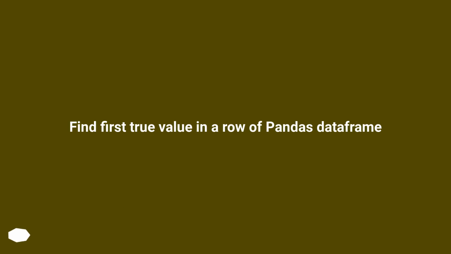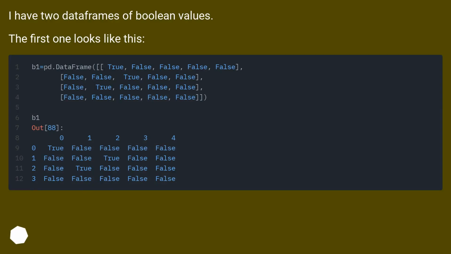Find the first true value in a row of a Pandas data frame. I have two data frames of Boolean values. The first one looks like this.